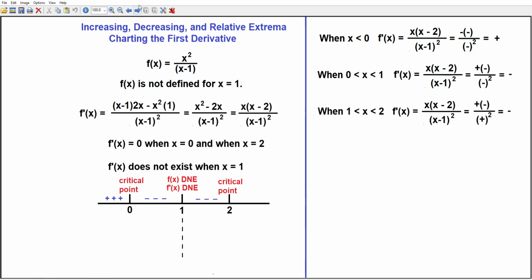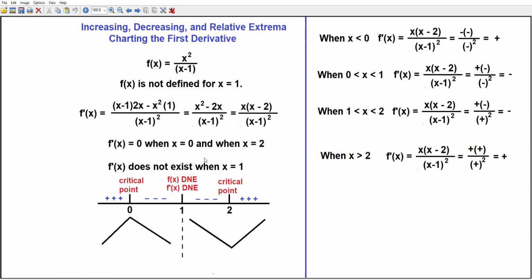And the last interval is when x is bigger than 2. And now x, x minus 2, and x minus 1 are all positive, so we have positive, positive over positive squared, which is positive, and we put pluses on our chart. Now what we do is use the information on the chart to sketch the basic shape of the graph. And we do this by drawing lines that slope upward where f prime is positive, and drawing lines that slope downward where f prime of x is negative. And it's important not to cross the line x equals 1 where the function does not exist. So what we end up doing then is sketching something that goes up between minus infinity and 0, down between 0 and 1, down between 1 and 2, and up between 2 and infinity.